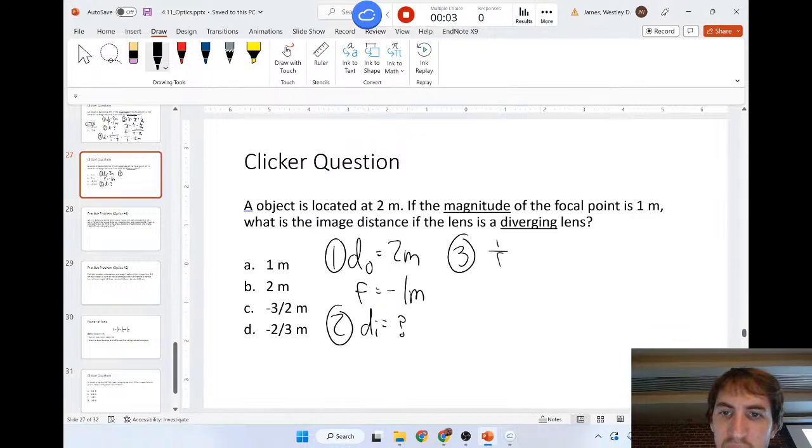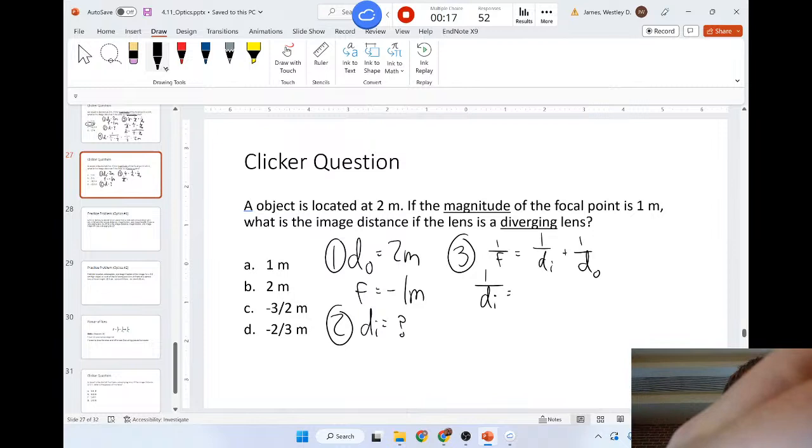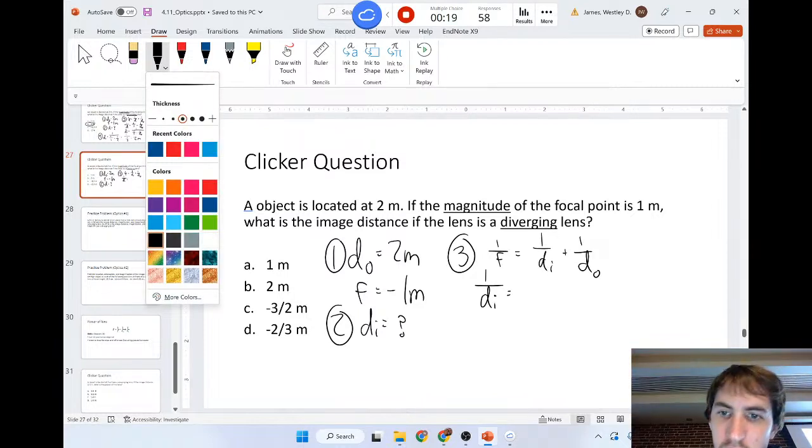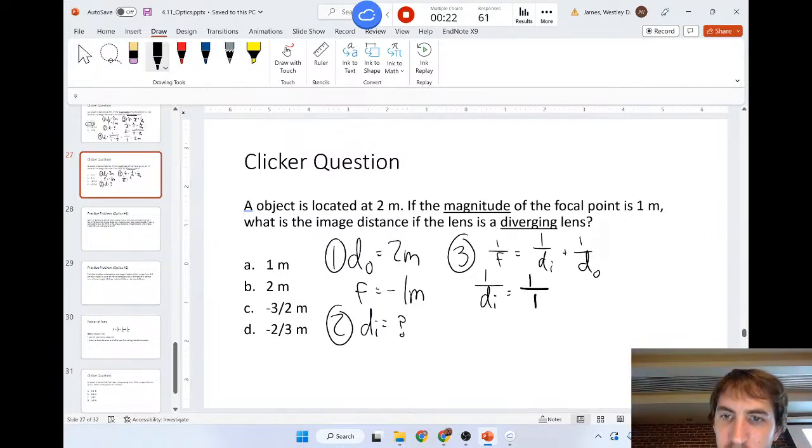So 1 over F equals 1 over DI plus 1 over DO. We are solving for DI. So remember I told you all, I'll work it through again. 1 over DI equals, let's make this a little easier to read, 1 over F minus 1 over DO. And then at the end of the day, we just do 1 over everything. 1 over F minus 1 over DO.